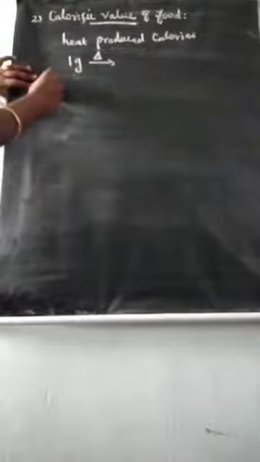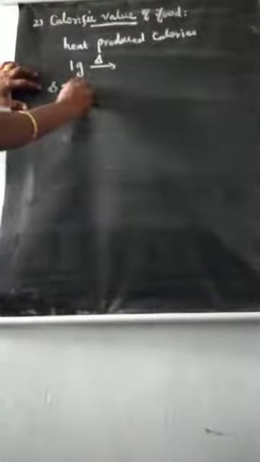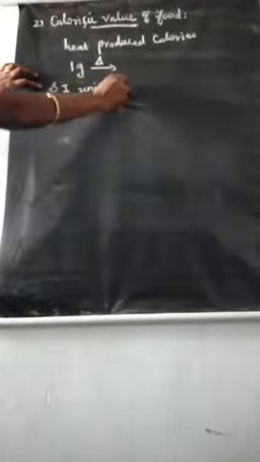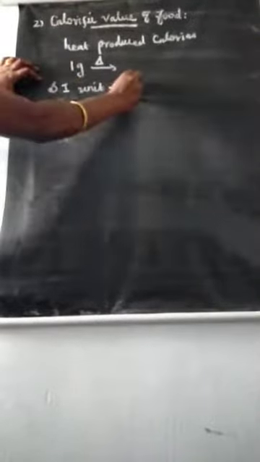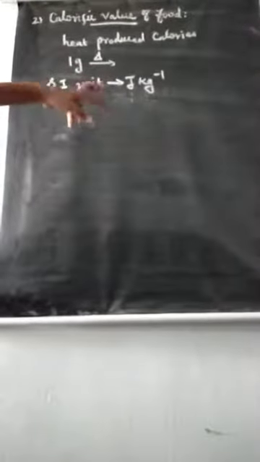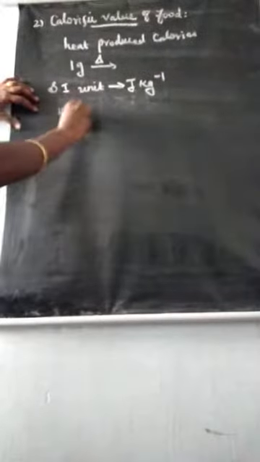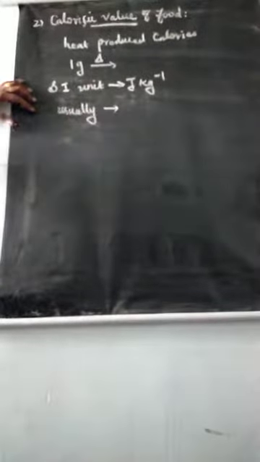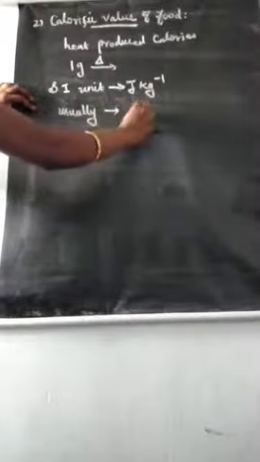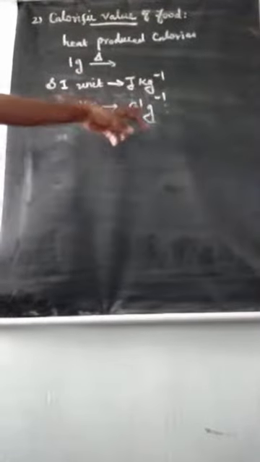And here, the SI unit of calorific value is joule per kilogram. Usually this one is expressed as calories per gram. So listen, the SI unit is joule per kilogram, and usually it is expressed as calories per gram.